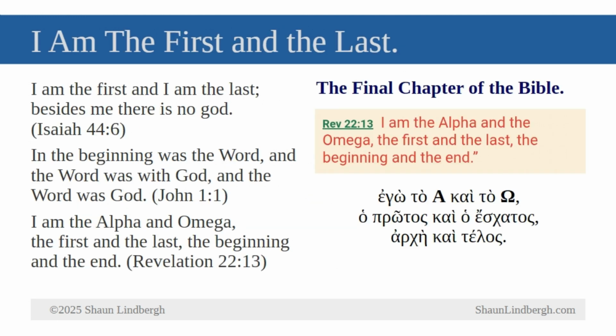And so we see this sense of I am the first and the last throughout the Bible. In Isaiah 44 verse 6, I am the first and I am the last. Beside me there is no other God. John begins his gospel, the first verse, in the beginning was the Word, and the Word was with God, and the Word was God. And in the final chapter of the Bible, Jesus says, I am the Alpha and Omega, the first and the last, the beginning and the end.